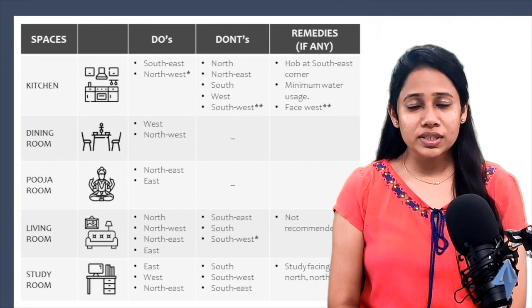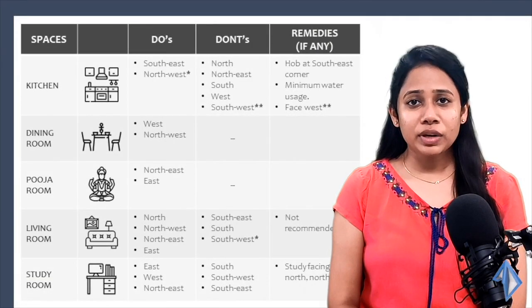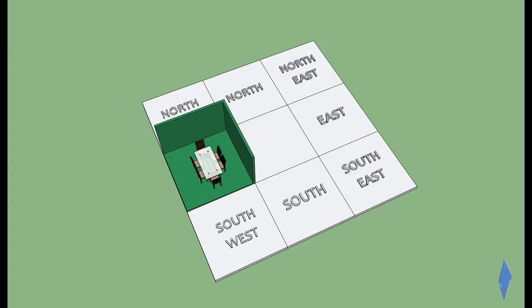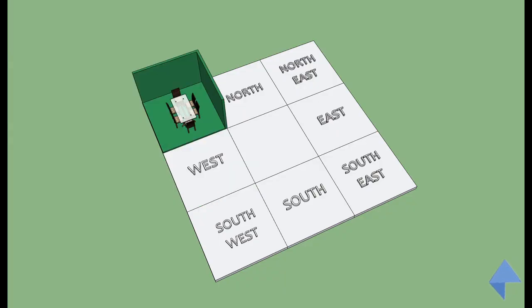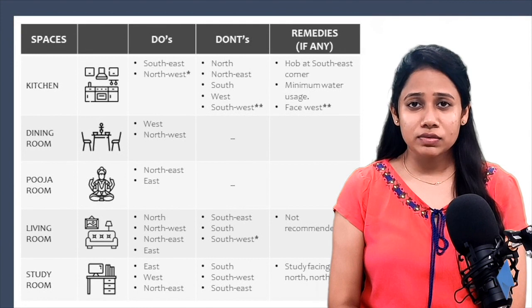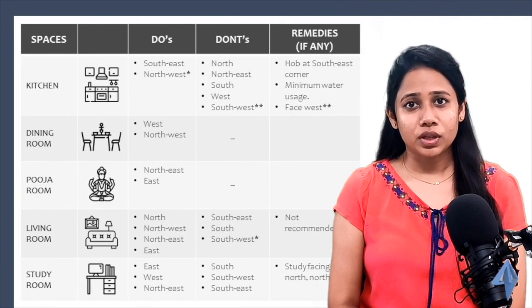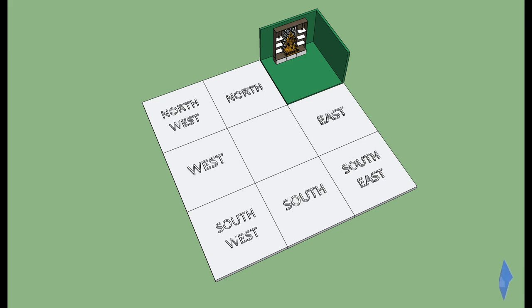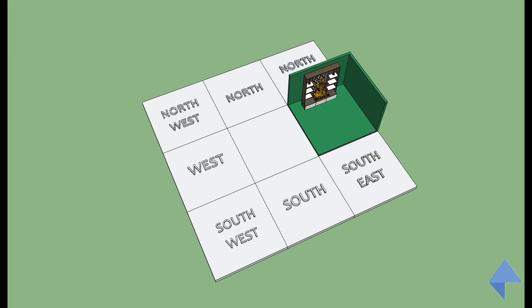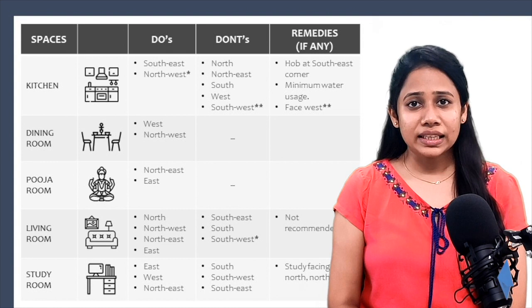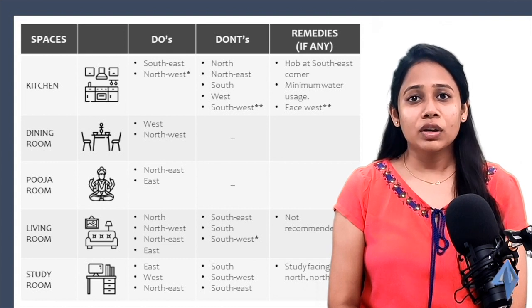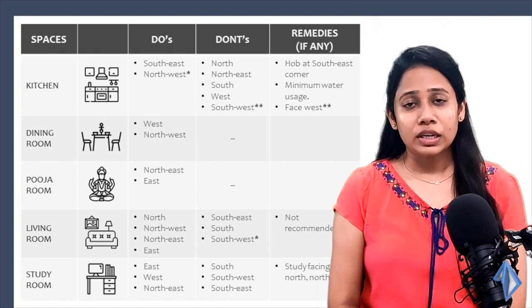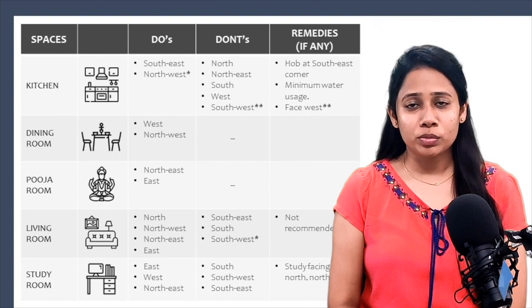The next room is dining room. Dining room can be placed in west direction and northwest direction. The next space we will see is puja room. You can place your puja room in northeast direction and east direction. Northeast and east are directions of having a lot of positive energies. It's beneficial to place your puja room in this zone.